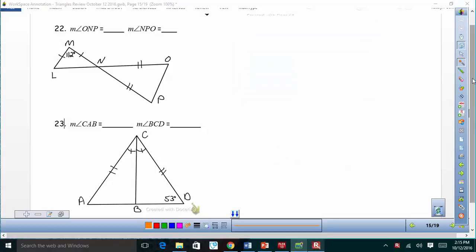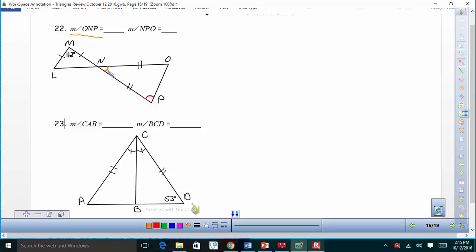Okay, so the first problem that we're going to look at is 22. They asked me to find angle ONP. So if I start at O and went to N and then to P, the two sides that connect is this right here. So we're looking for this angle, as well as they ask us for NPO. So NPO is this angle right here.